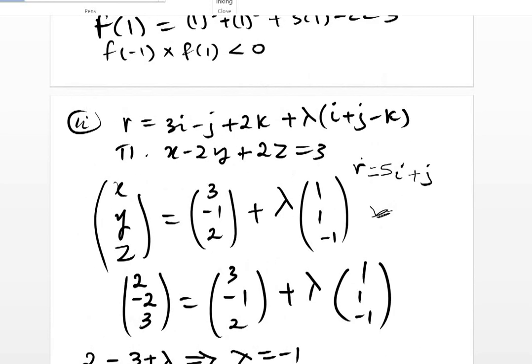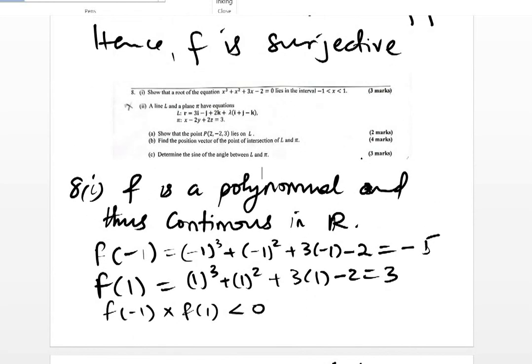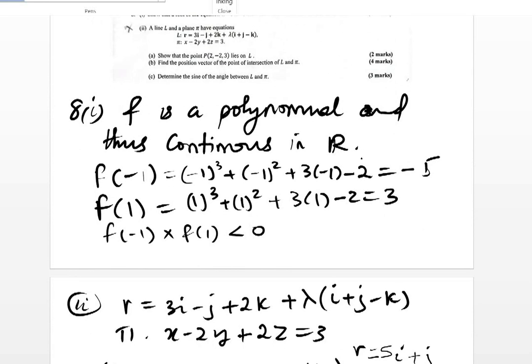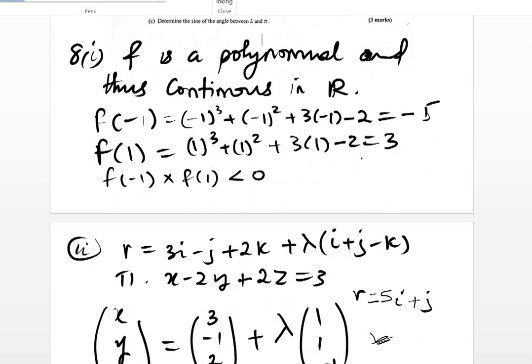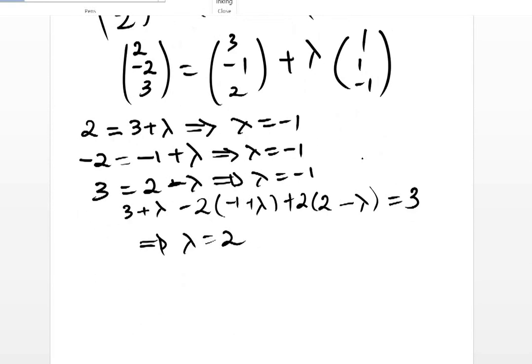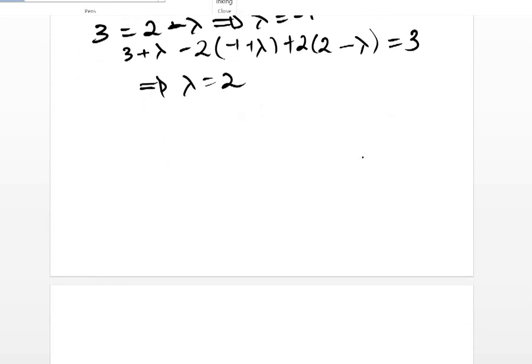Now the next part of that question is: determine the sine of the angle between the line L and the plane. So what are the things that we need? Sine theta. We need the normal to the plane and the direction vector. Okay, the normal and the direction vector. N dot D over N.